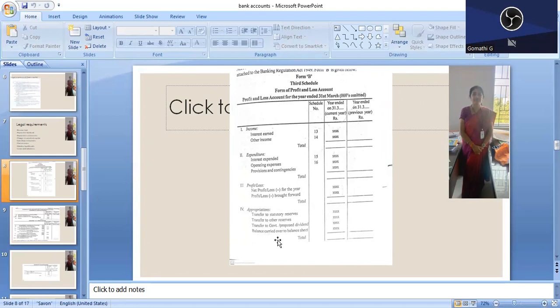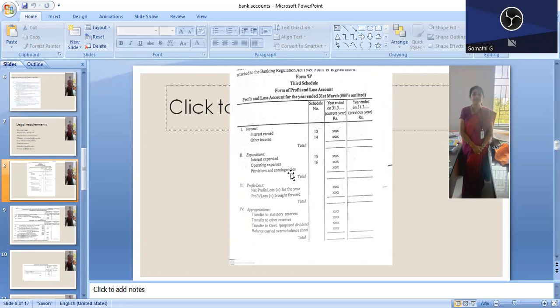In banking companies there are totally 16 schedules. The first 12 are the balance sheet, and 13, 14, 15, 16 are the profit and loss account. First one is income, with schedule number and the year ended, both current year and previous year. Interest earned is schedule number 13. Next one is other income, schedule number 14, and the total value.